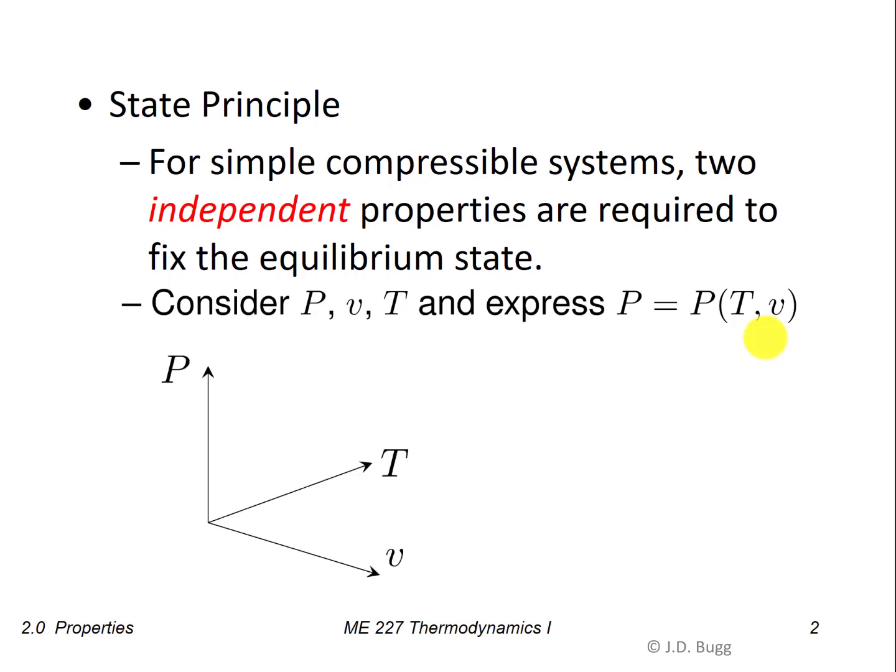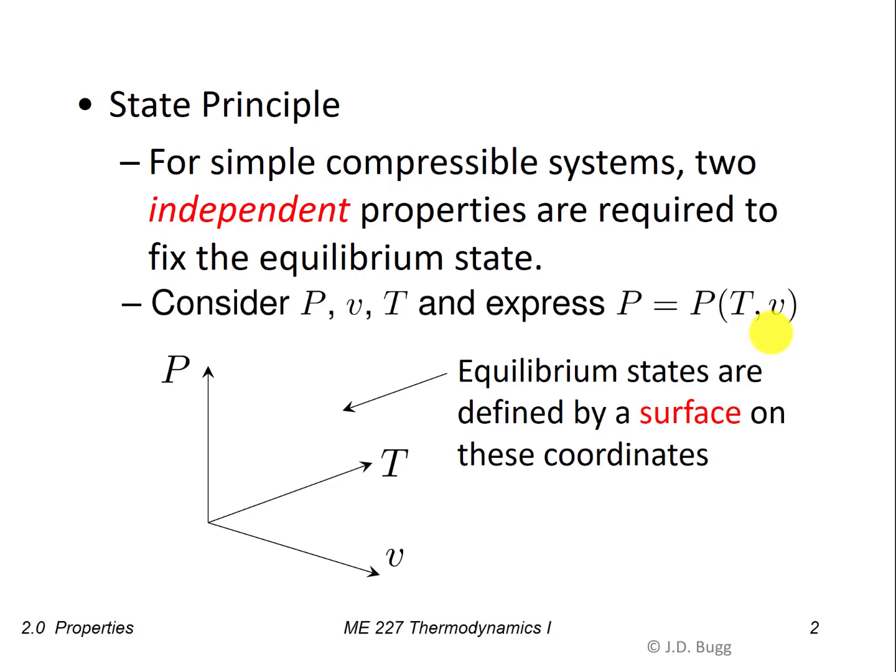This shows pressure, temperature, and specific volume as coordinates on a three-dimensional coordinate system. So if P can be expressed as a function of T and V, like this proposes, that means that there's a surface on these P, T, V coordinates that represents all of the equilibrium states of whatever substance we happen to be looking at. So the equilibrium states are defined by a surface on these coordinates. So a lot of what we're going to be talking about as we go forward here is figuring out what is the shape of this surface.